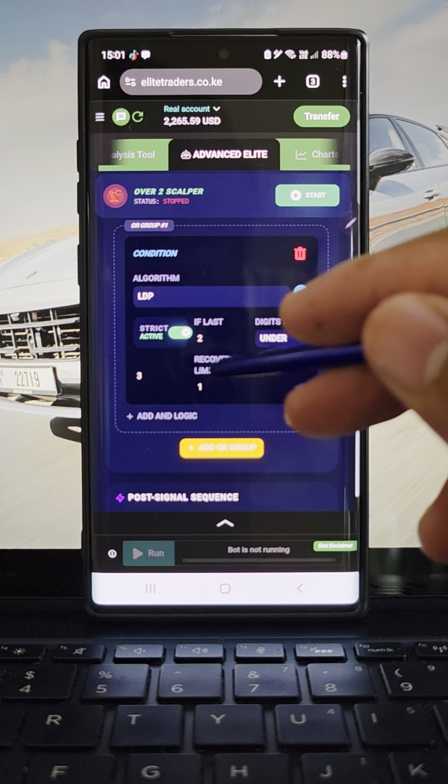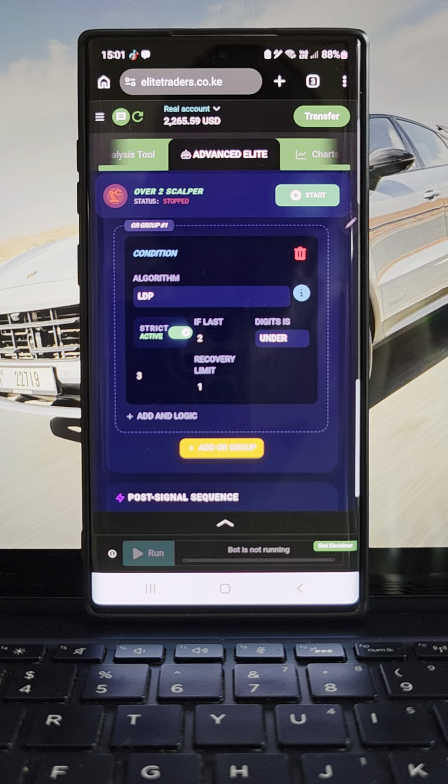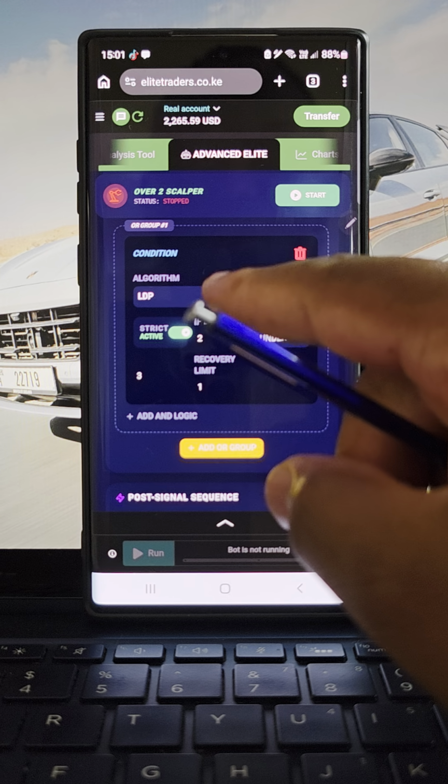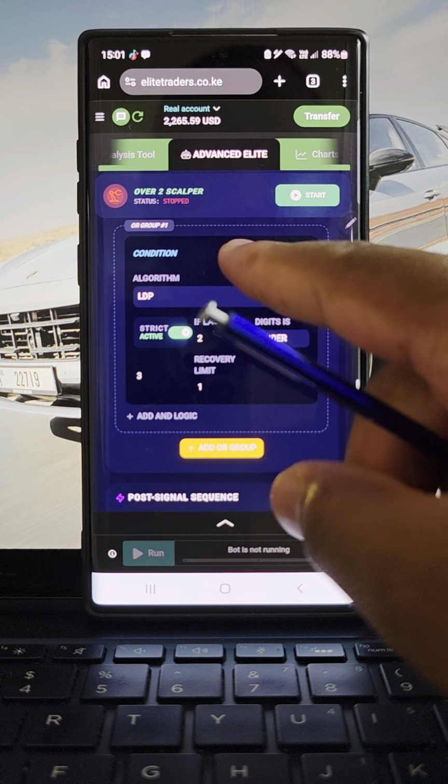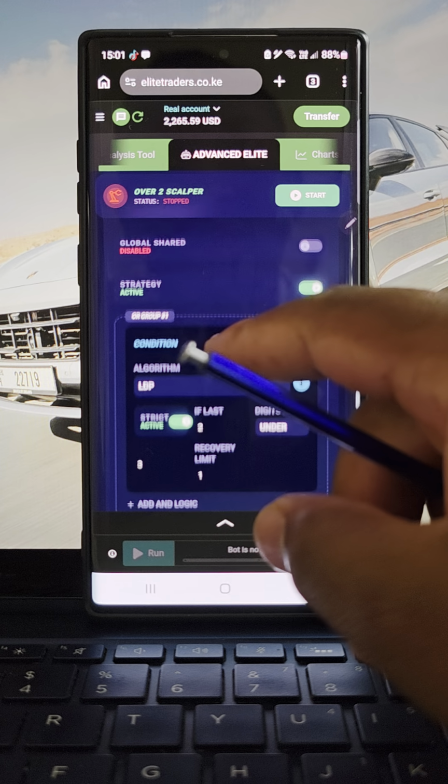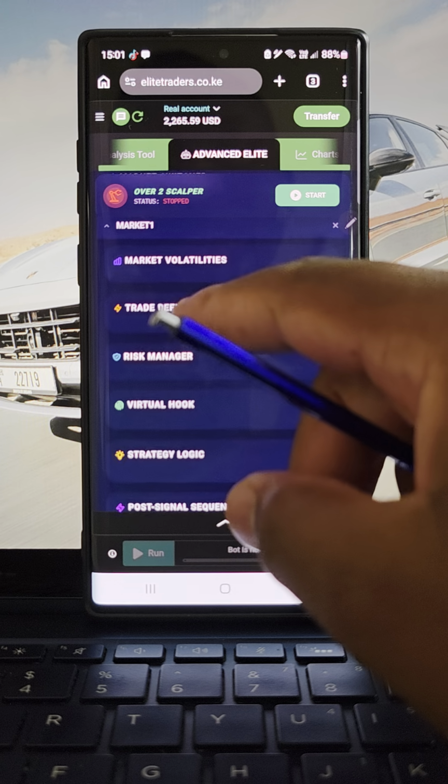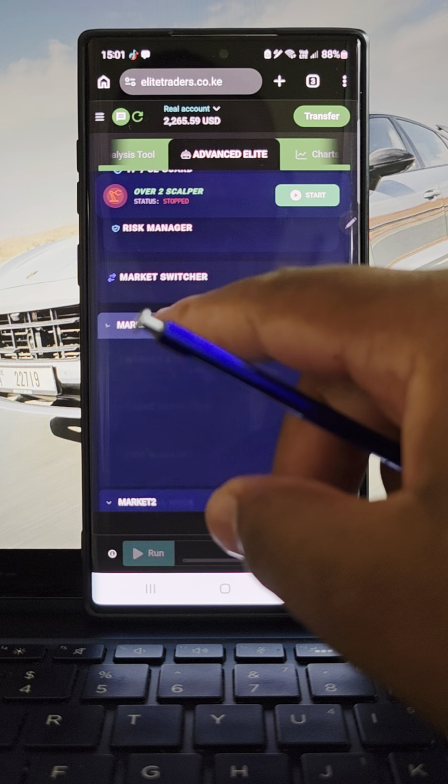In case of a loss, we have a recovery limit of 1. That means this robot will still execute the recovery market, which is another trade on over 2. Just in case of a loss, the next trade will still be on over 2 to help us make the recovery. But in case we lose the second trade, that's where market 2 comes in.